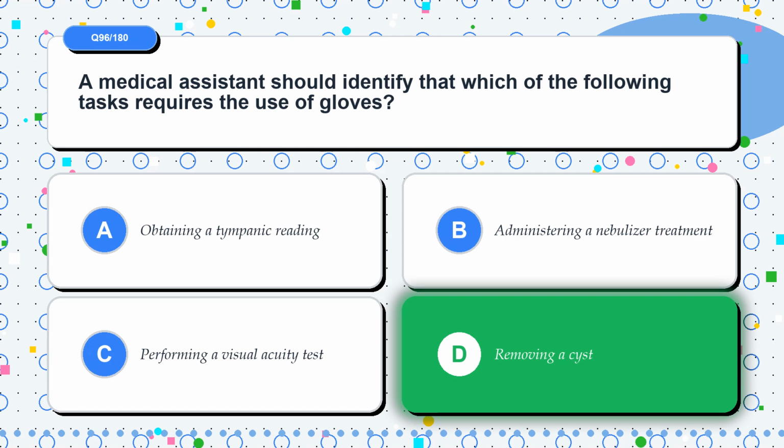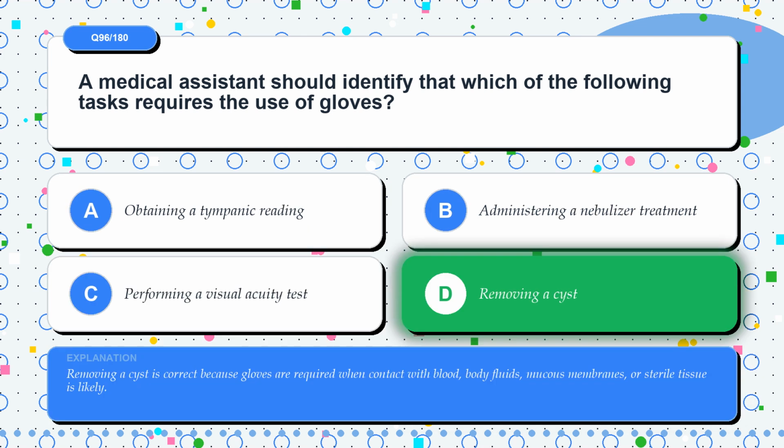The correct answer is option D, removing a cyst. Removing a cyst is correct because gloves are required when contact with blood, body fluids, mucous membranes, or sterile tissue is likely.